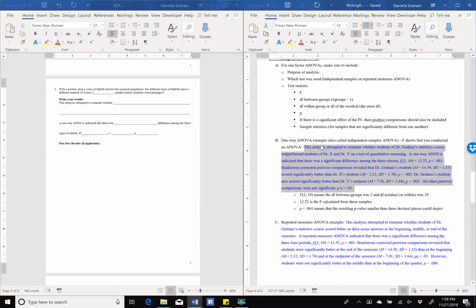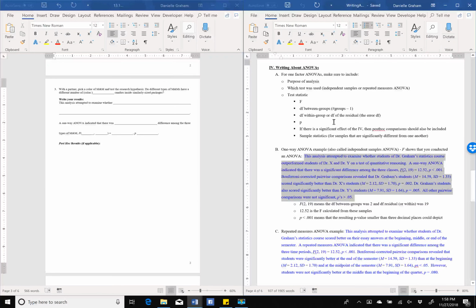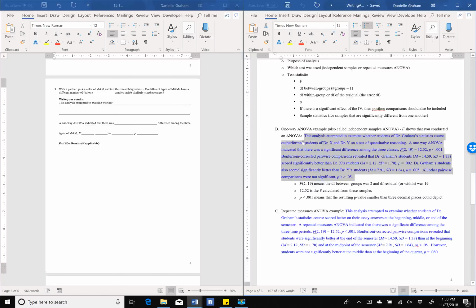So if you lose it, refer back to this packet and it tells you where all the pieces for ANOVA go, and here's the example write up. This is what you would want to follow for a one-way ANOVA example. And then down here is what you would want to follow for a repeated measures ANOVA example, which we'll get to soon.